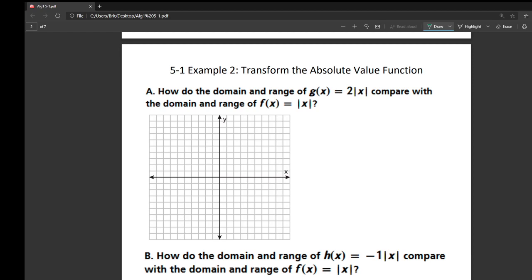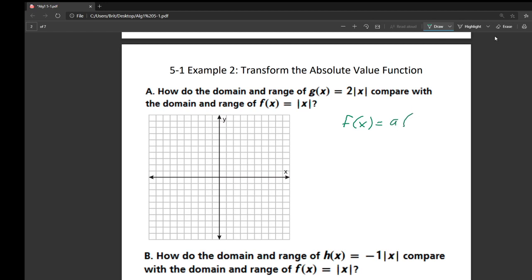So the goal of this example is to transform the absolute value function, which I think is kind of a not exciting title for this section because it doesn't cover all the transformations. The only transformations for the absolute value function that this graph covers is looking at the a value.